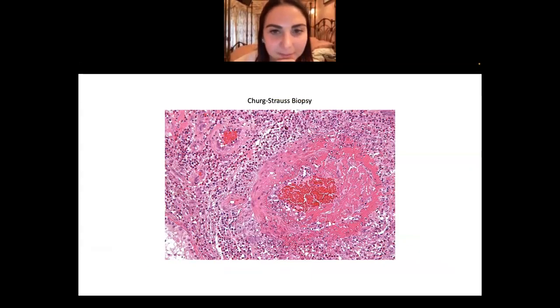And then this is what a granulomatous biopsy looks like. Notice all these pink cells? These are all eosinophils. If you zoom in on these cells, they're bright pink. That's your eosinophils. Here's your big granuloma, and then all the cells in the surrounding area are pink. So that's your eosinophils.